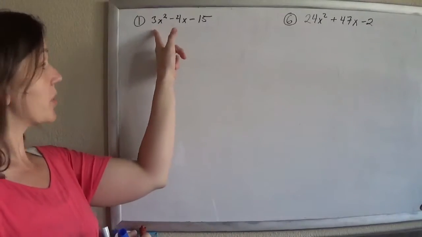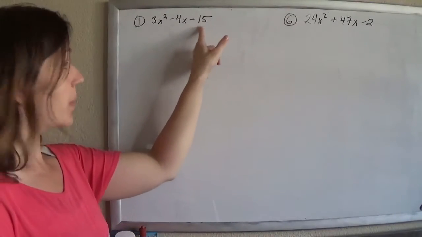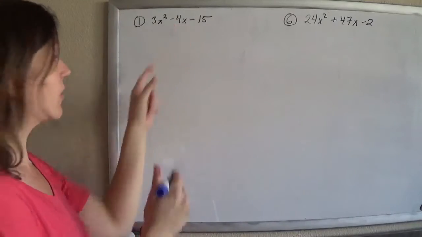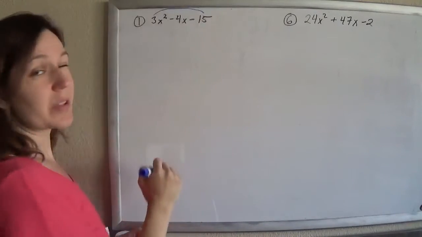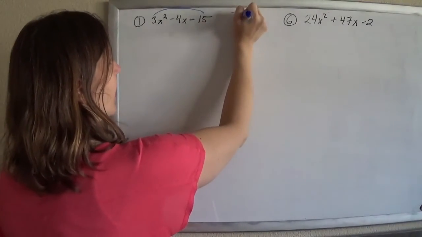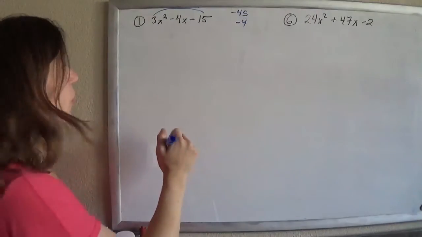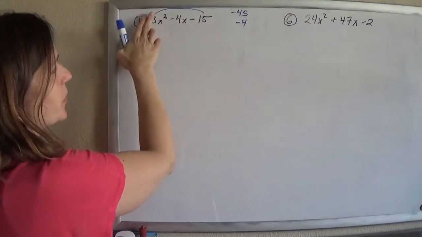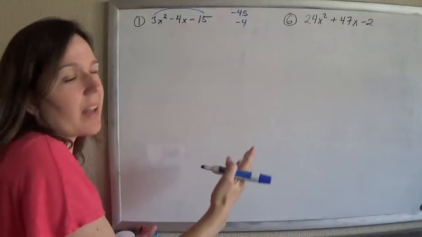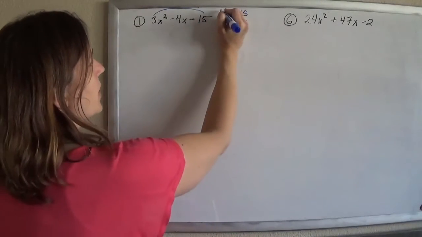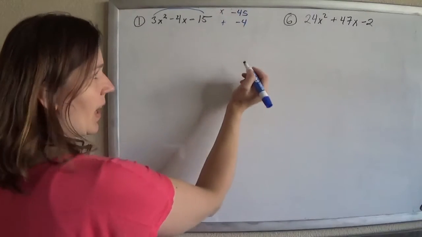So when there's an a term here, you can't just find things that multiply to make negative 15 and add to negative 4. You need to find things that multiply to make negative 45 and add to negative 4. So this times that. So when there's no x squared, it's always 1 times that. That's why that always works. So we're looking to multiply to negative 45, add to negative 4.